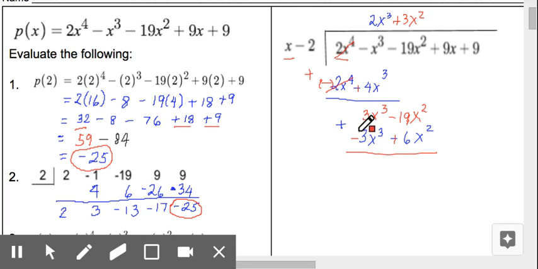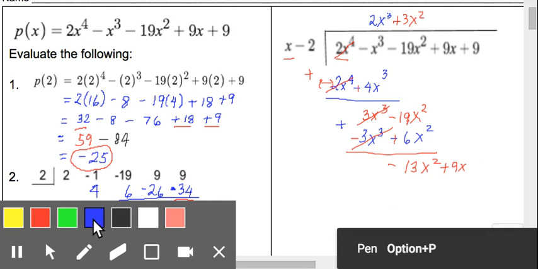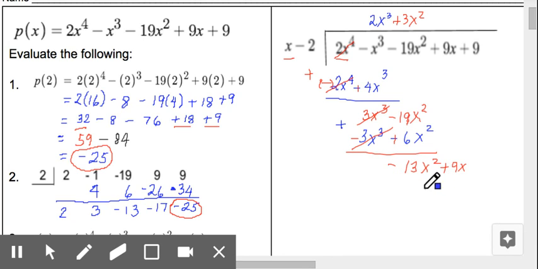Now we are going to add. 3x cubed plus negative 3x cubed is 0 because they are opposites. When we add opposites, we get 0. Negative 19x squared plus 6x squared gives us negative 13x squared. Now we bring down 9x, so plus 9x. Then we divide again. So negative 13x squared divided by x, this should be negative 13x.